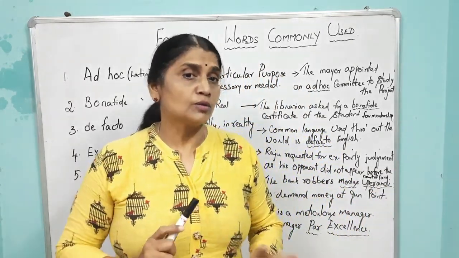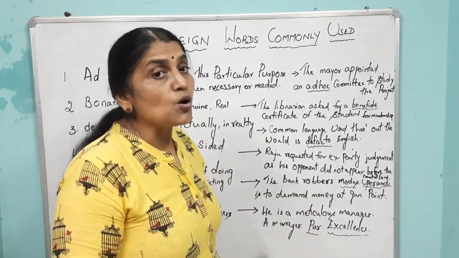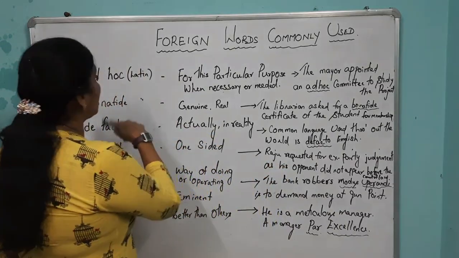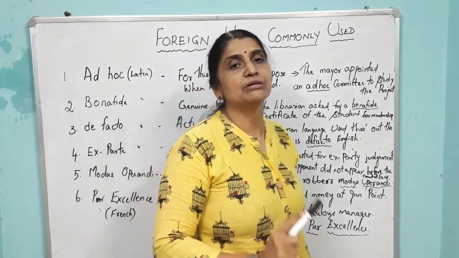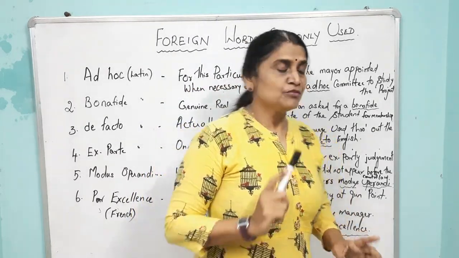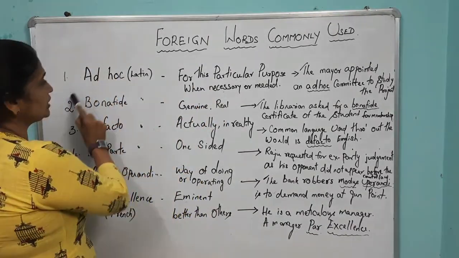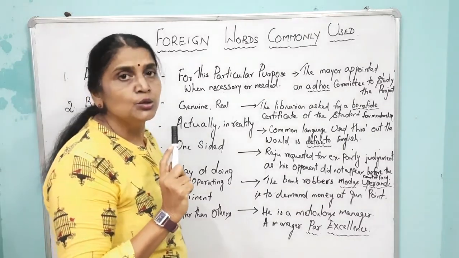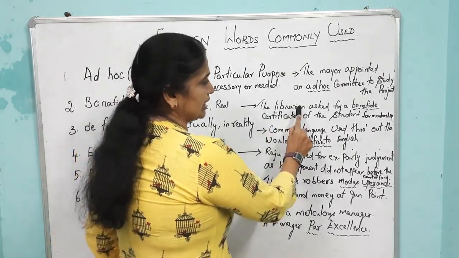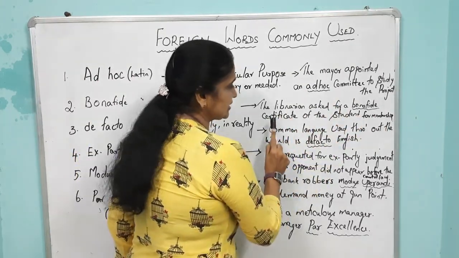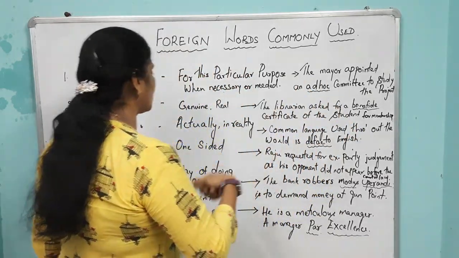How to know that fact, whether he's a student or not? In order to know, he wants a bonafide certificate from the student, so that he can give him a membership in the library. Got it? So bonafide means genuine or real. This is also a Latin word usually used in English. So the librarian asked for a bonafide certificate of the student for membership. Okay. Now let's go to the third word.